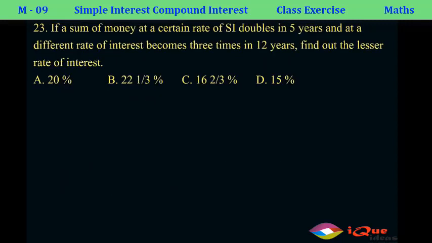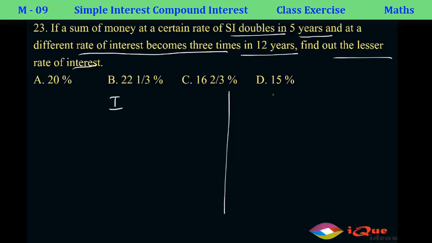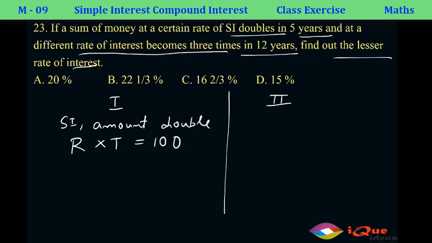Now let's go to the next question. This question says, if a sum of money at a certain rate of simple interest doubles in 5 years and at a different rate of interest becomes 3 times in 12 years, find out the lesser rate of interest. Alright, so let's divide the whole question into 2 parts. Now in the first case, it is a simple interest case and the amount doubles. So for this, we directly know that R into T is equal to 100. Now here, T is given as 5 years. So R into 5 is equal to 100. So the required rate in the first case is 100 by 5, which is 20%.